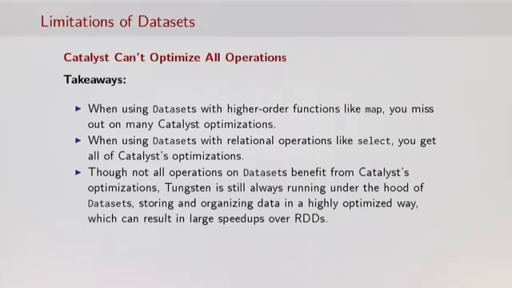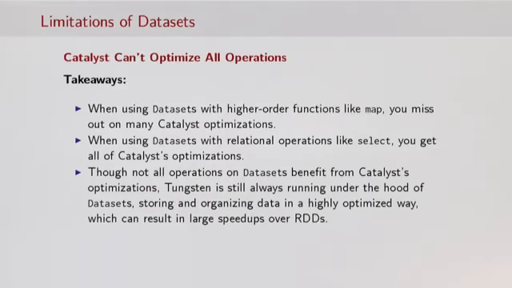Finally, that's not to say that datasets that use things like map operations don't get any optimizations. They still have Tungsten always running under the hood, storing and organizing data in highly efficient and optimized ways, which of course can still result in large speedups over regular RDDs. So that's not nothing. You basically just lose out a little bit on Catalyst if you use higher order functions, but you still get all the benefits of Tungsten. So I hope that gives you just a little bit of intuition about the capabilities that Spark has to optimize operations on datasets.